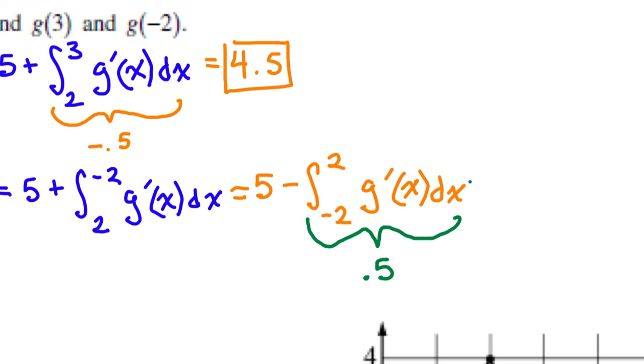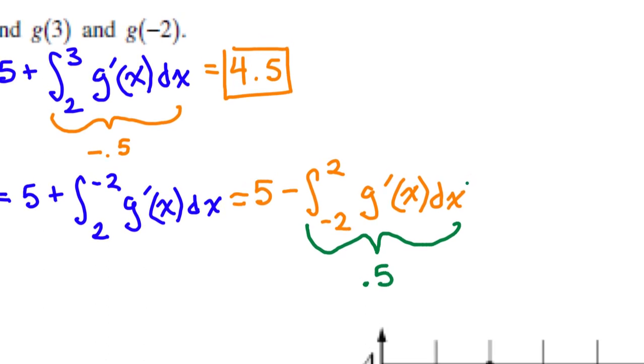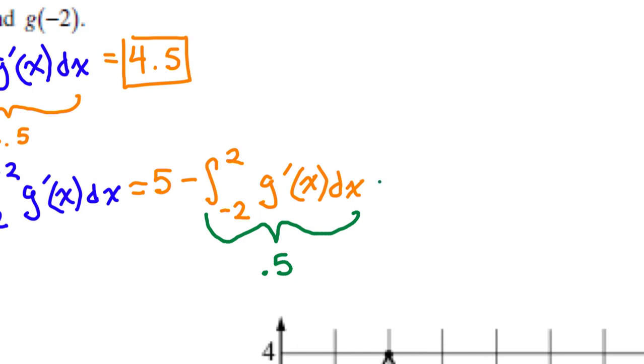Is that right? That's weird. My answer key got it wrong from last year. That's cool. So we found a mistake on the answer key. This should be 4.5 again.